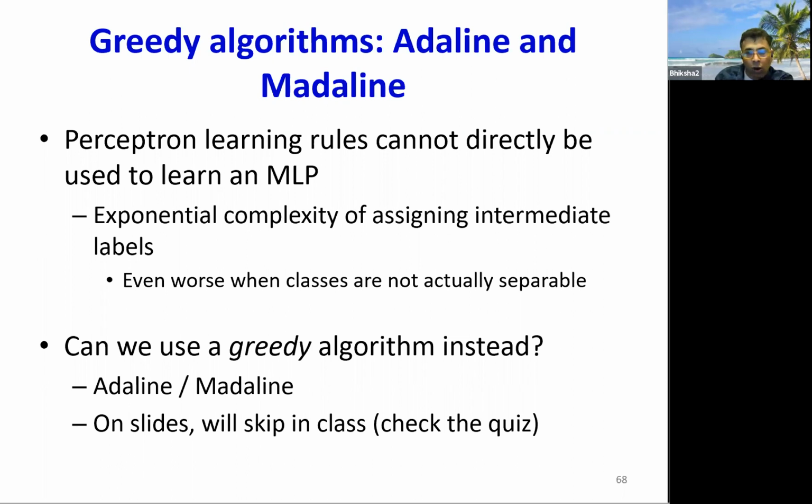So this kind of stalled work on multi-layer perceptrons for a while. People tried various solutions, and as a workaround, Bernie Widrow proposed a greedy algorithm, which uses greedy search to learn the perceptrons. The algorithm to learn a single neuron is called Adaline, and the multi-layer perceptron extension of it is called Madaline. They're both very, very pretty algorithms. They're on the slides, and so they've been explained in quite some detail. I'm not going to go over them in class, but please go over the slides and read up about them because these algorithms are going to feature in the quiz.